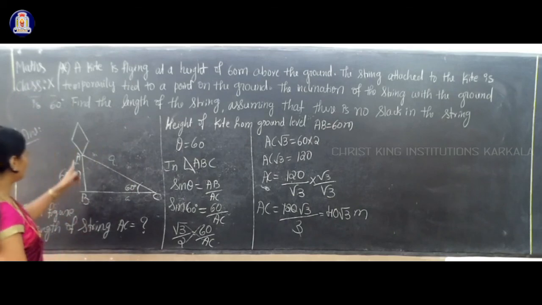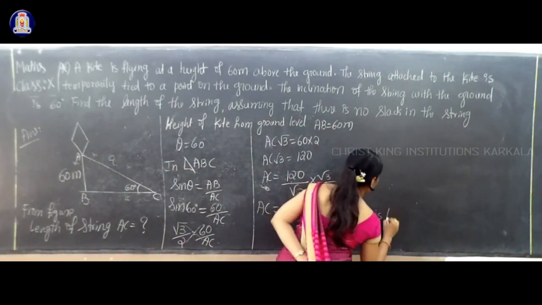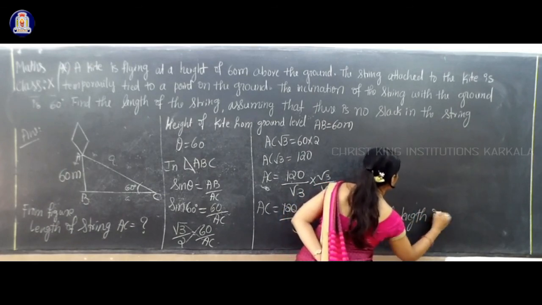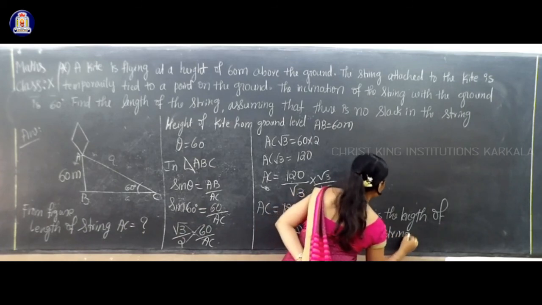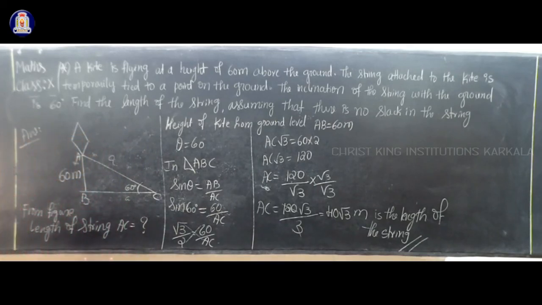40 root 3 meters. What is AC? AC is the length of the string. This is the length of the string. Very simple question. Okay.